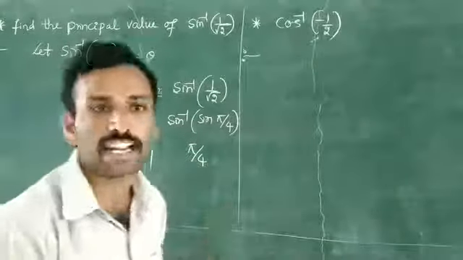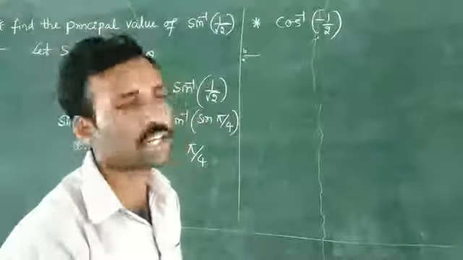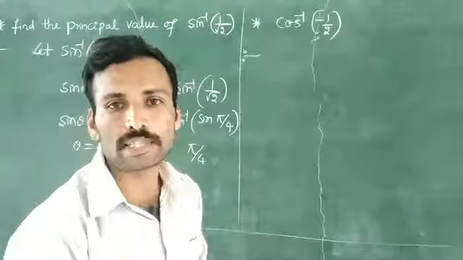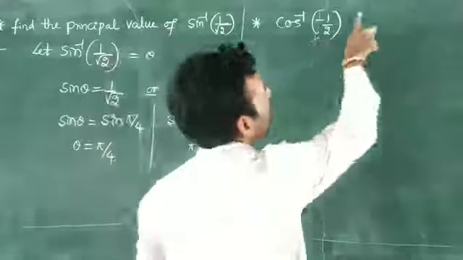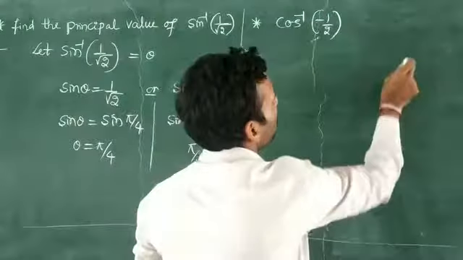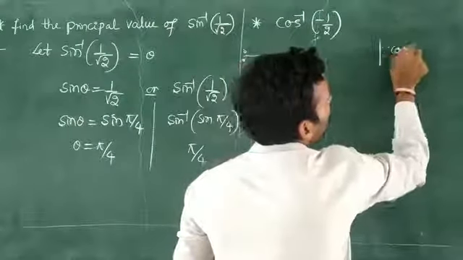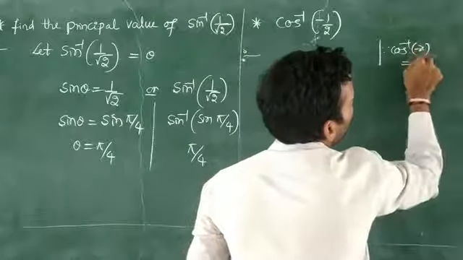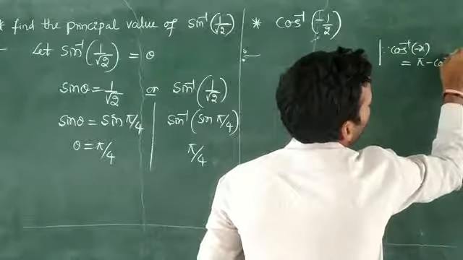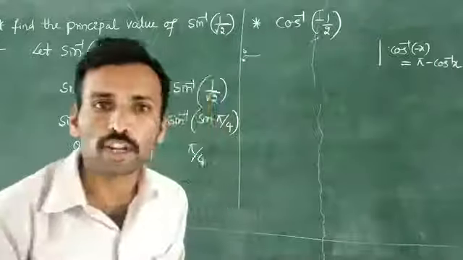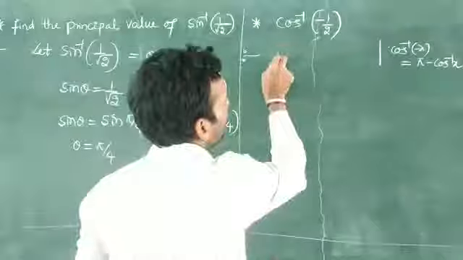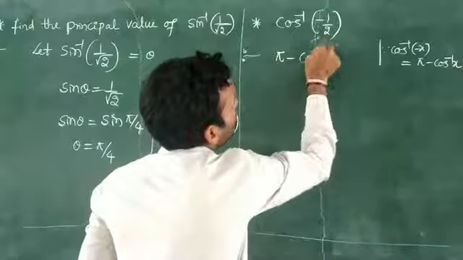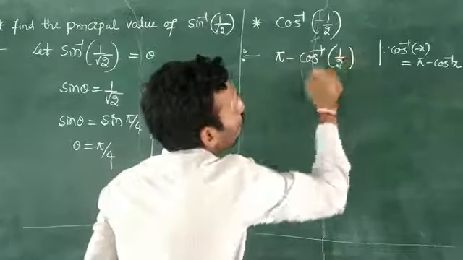Similarly, the second one is cos inverse of minus 1 by 2. To find the principal value of cos inverse of minus 1 by 2, as you know the property, here a negative sign is there. What is the property you already know? Cos inverse of minus x is pi minus cos inverse of x. That's why cos inverse of minus 1 by 2 can be written as pi minus cos inverse 1 by 2.